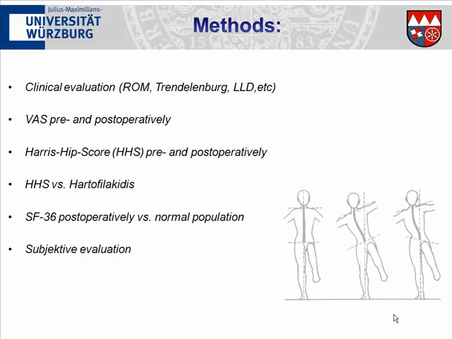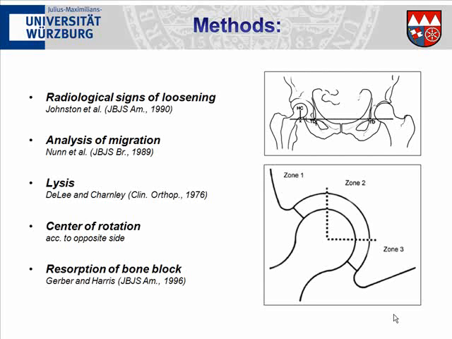Patients were evaluated clinically with range of motion and so on. They gave their visual analog scale pain measurement, Harris hip score, and we compared Harris hip score to the Hartofilakidis grading for dislocation, and we did an SF-36 measurement and the subjective evaluation. Radiological signs for loosening were analyzed, and migration was analyzed, lysis was analyzed, and resorption of the bone block, as well as the center of rotation, as you can see.